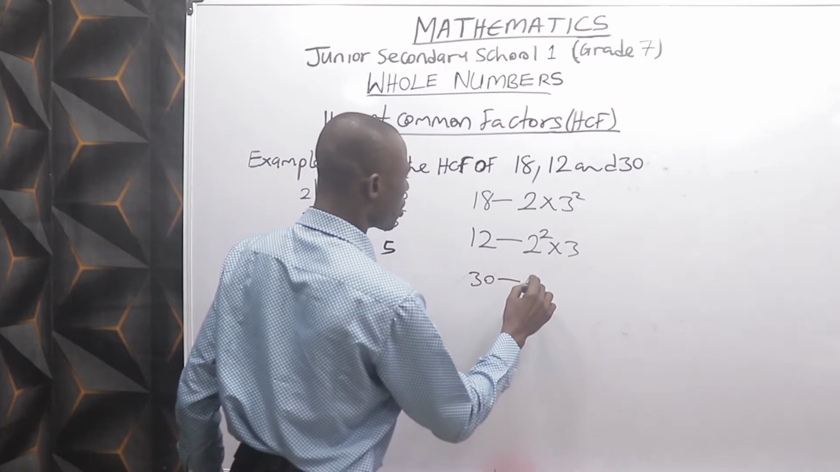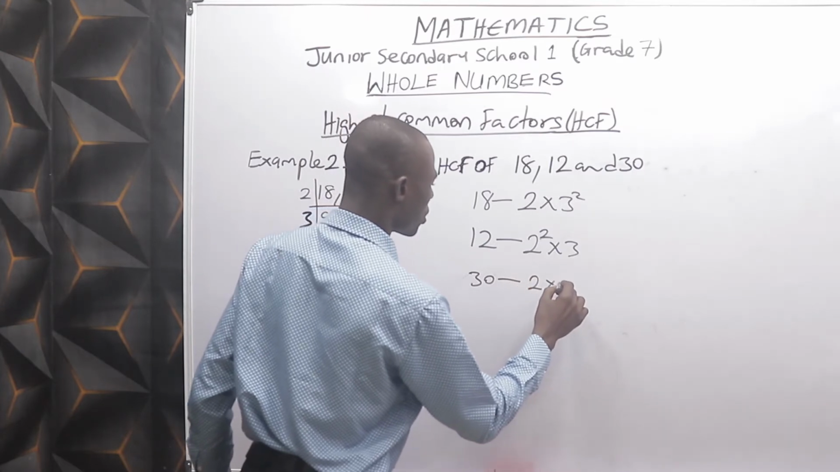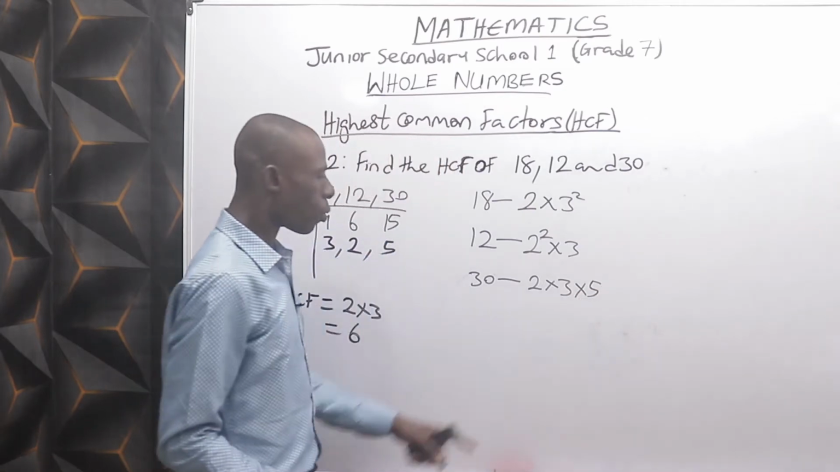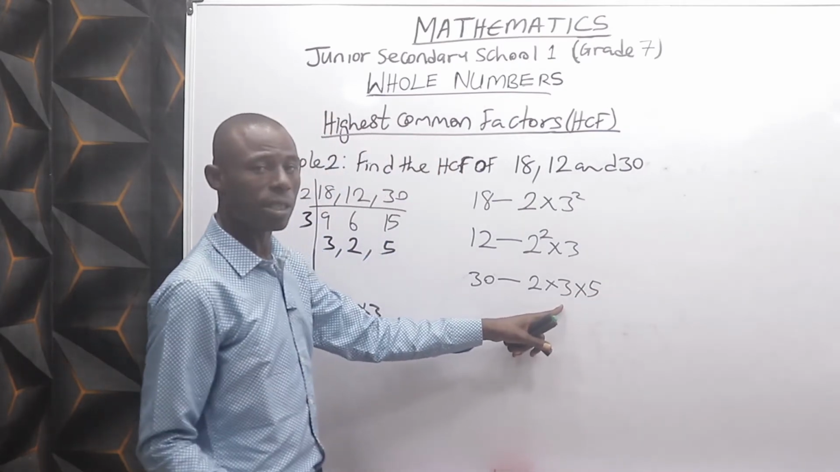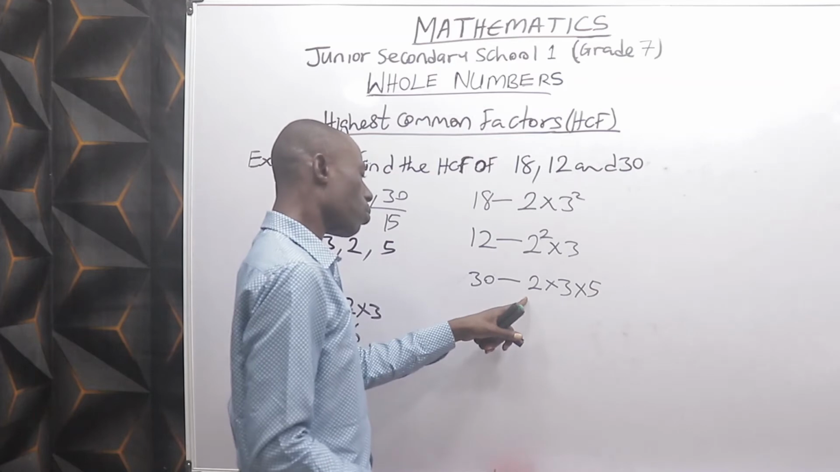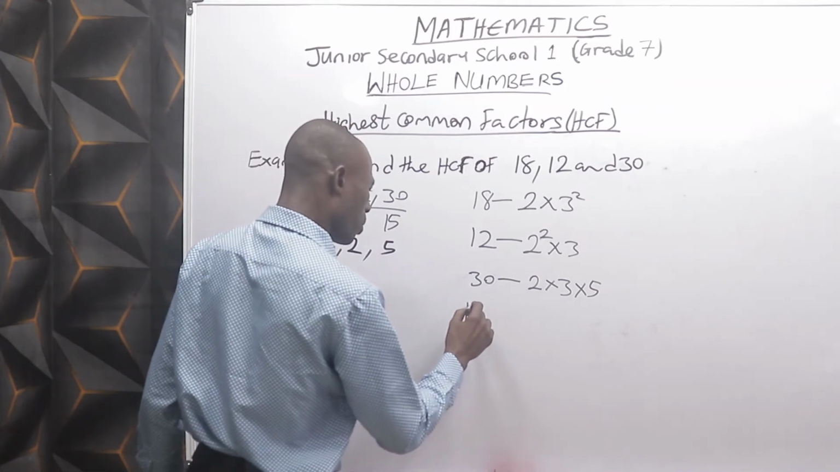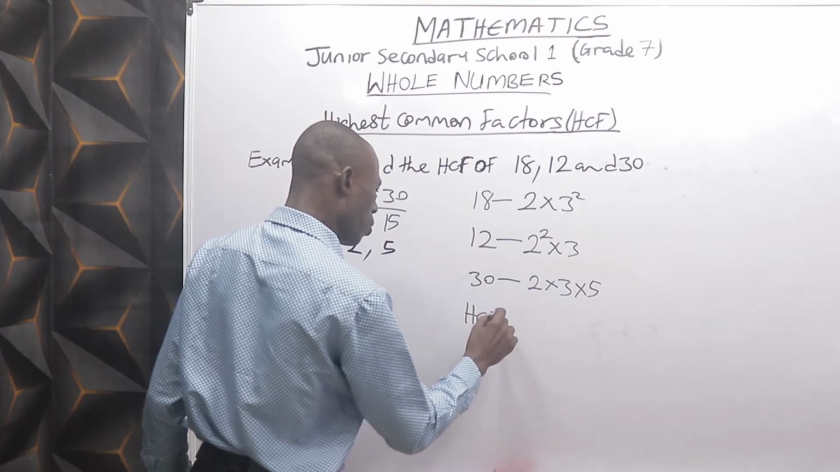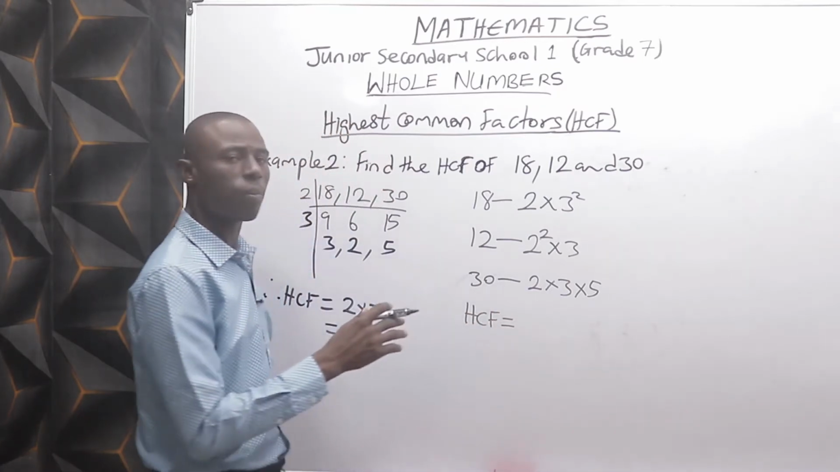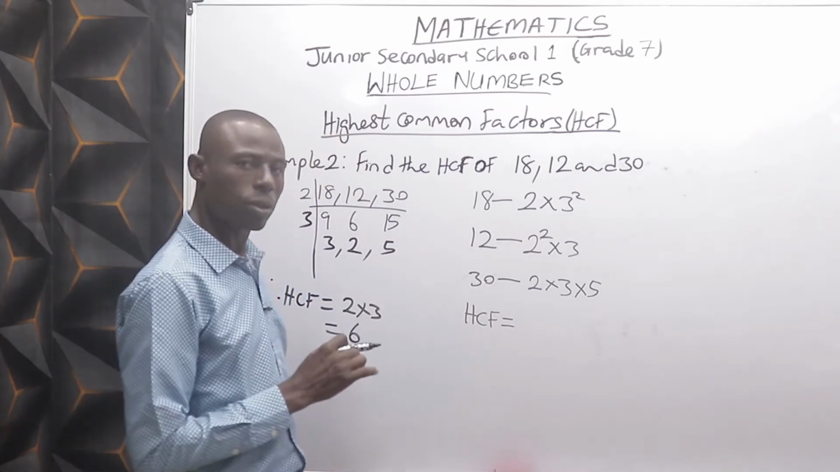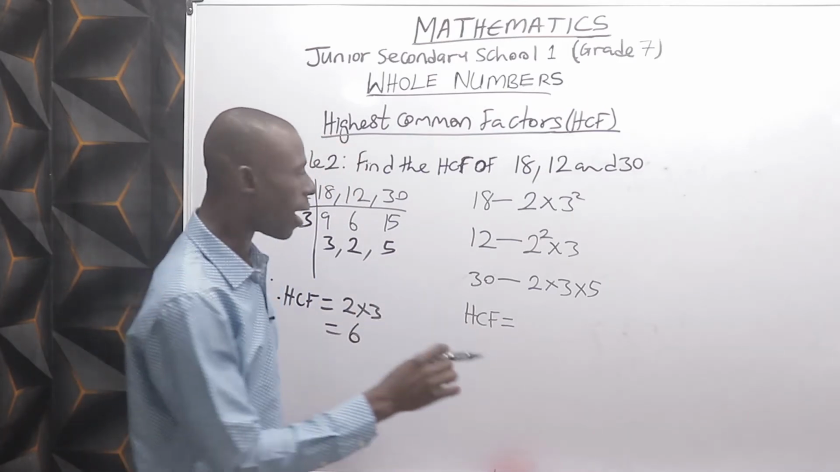30 is 2 times 3 times 5. 5 times 3 is 15. 15 times 2 is 30. So that is it. Don't forget to obtain HCF when we use the product of prime factors method, just take only the common factors in their lowest power.